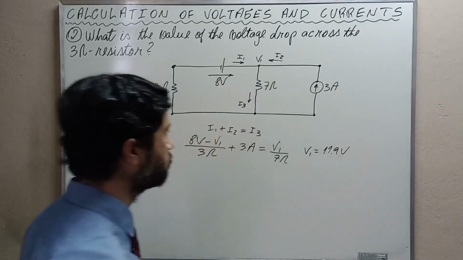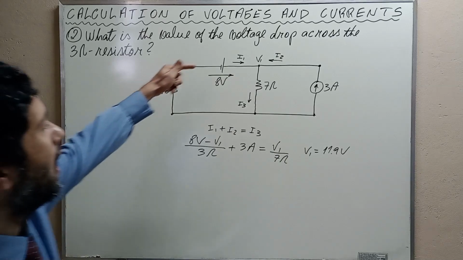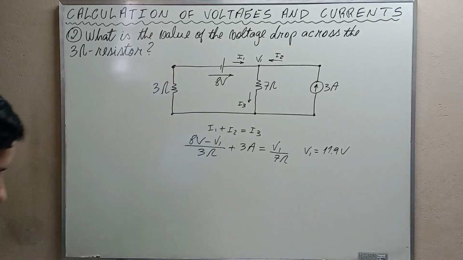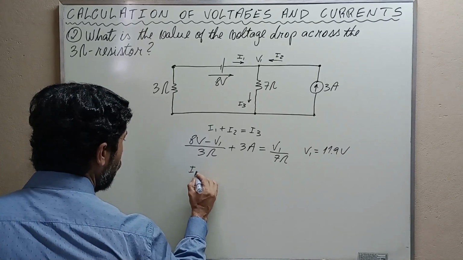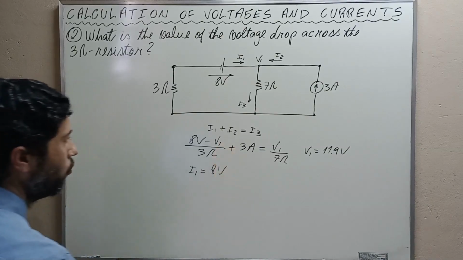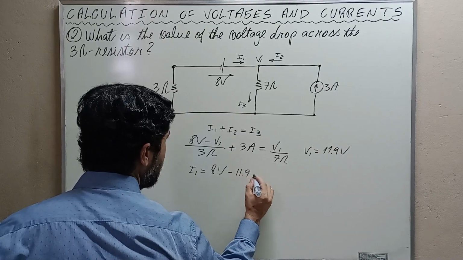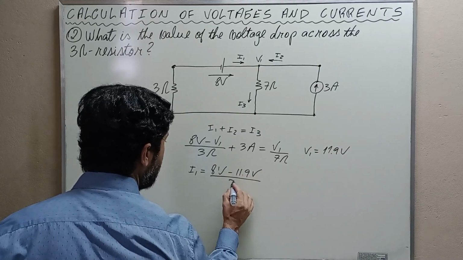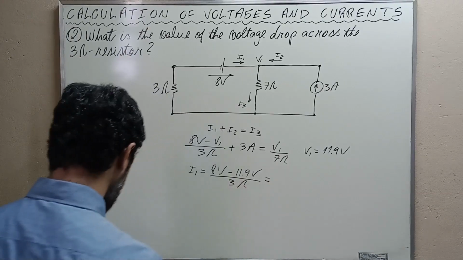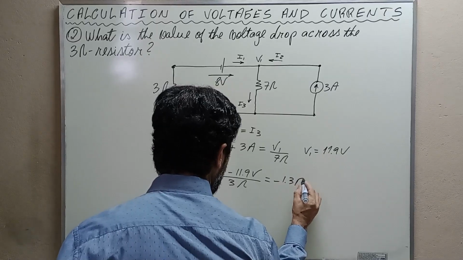11.9 volts, and with the value of the voltage V1 we can calculate I1. Alright, we are going to do this. We know that I1 is equal to 8 volts minus V1. V1 is 11.9 volts divided by 3 ohms, and ultimately it is negative 1.3 amps.